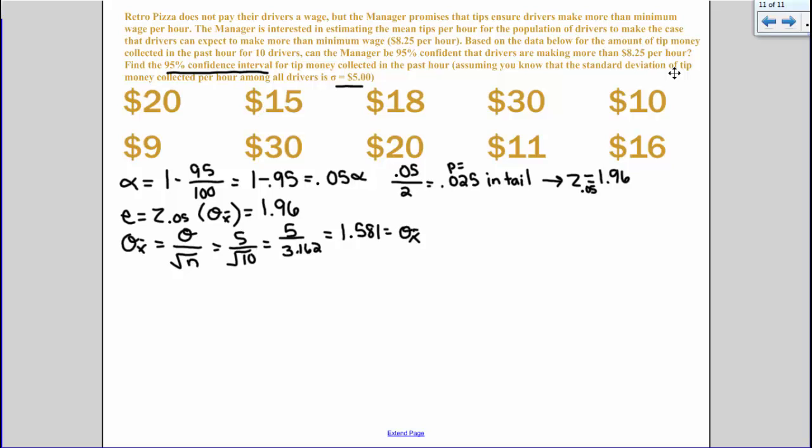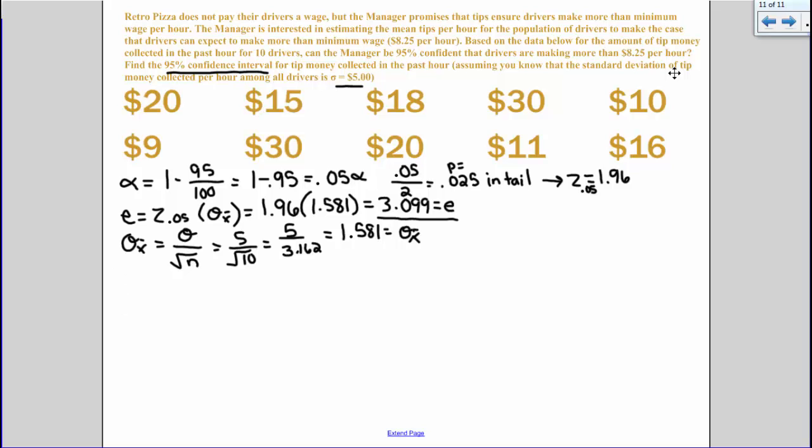So now I can plug that into here. 1.581. And 1.96 times 1.581 gives me a margin of error of 3.099. So our margin of error is 3.099. All right, before we can find our confidence interval, we need to figure out what our sample mean is.